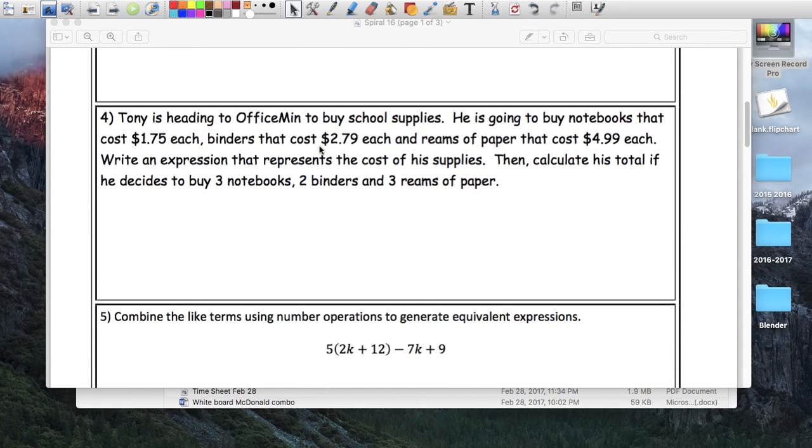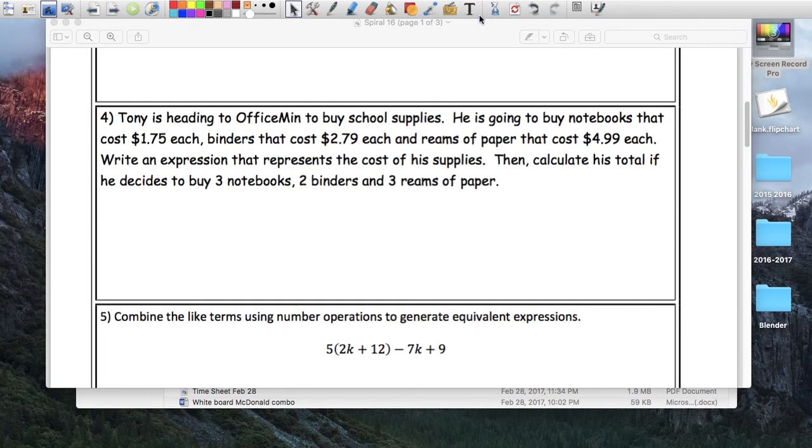Okay. Tony is heading to Office Min instead of Office to buy school supplies. He's going to buy notebooks that cost $1.75 each, and binders that cost $2.79 each, and reams of paper that cost $4.99 each. Write an expression that represents the total cost of his supplies.